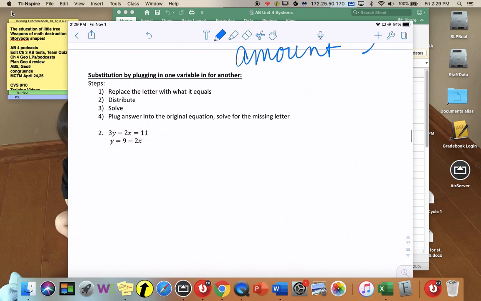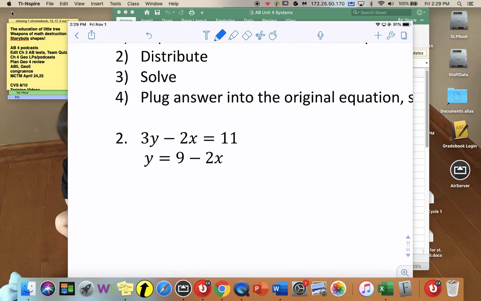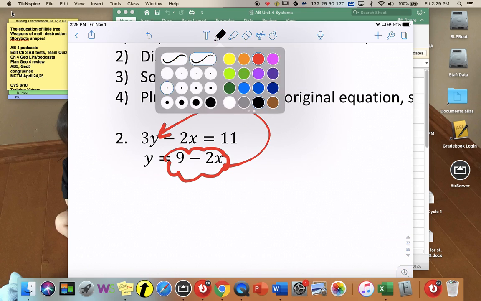You can also do substitution by plugging one variable in for another. So again, here are the steps. Replace the letter with what it equals, distribute, solve. And then plug your answer into an original equation, solve for the missing letter. Okay, so here it is. If you notice, y is by itself. So let's plug that in for y.